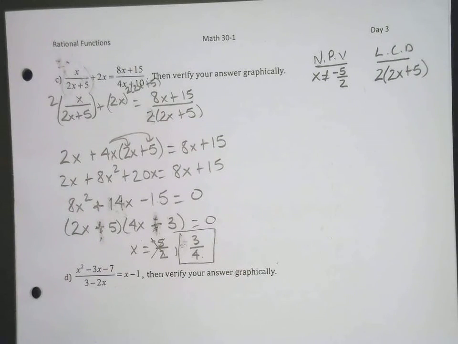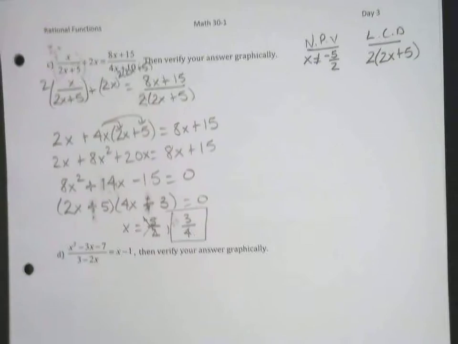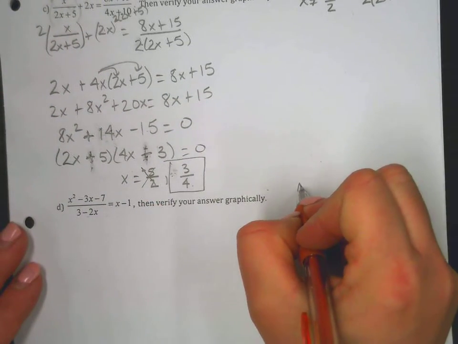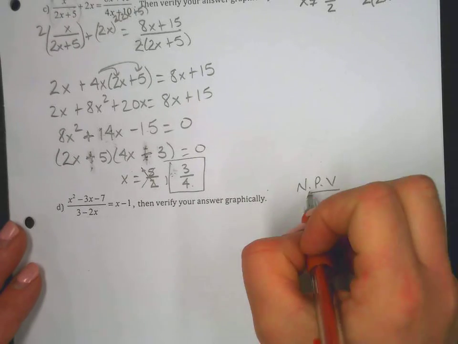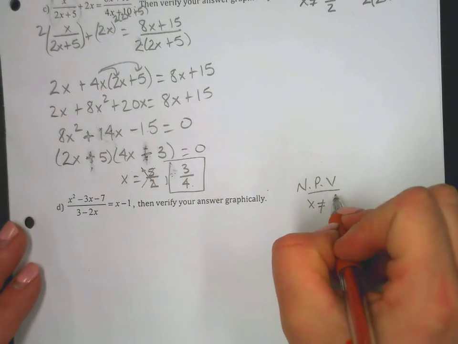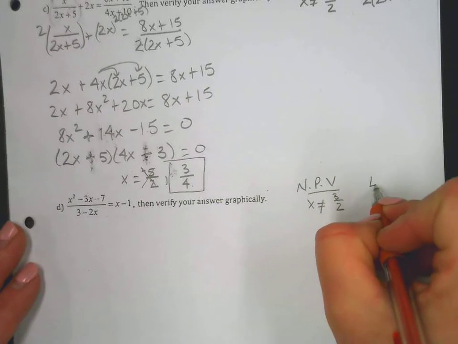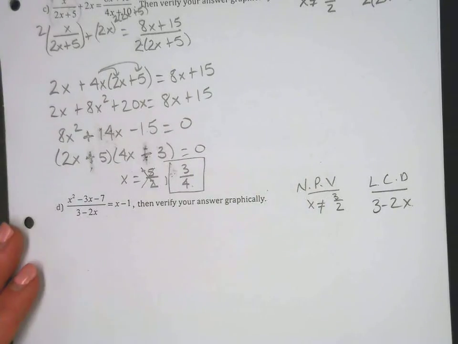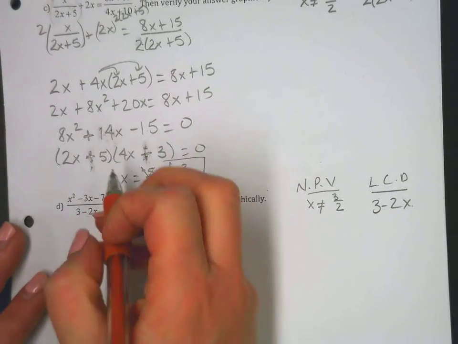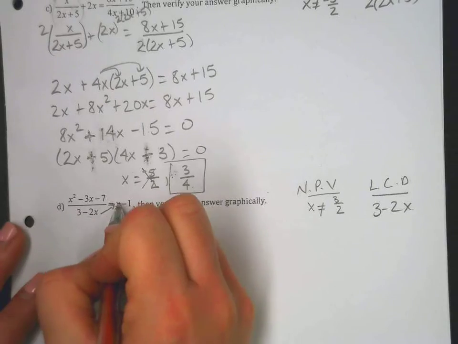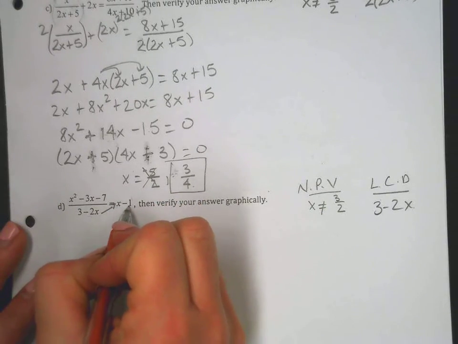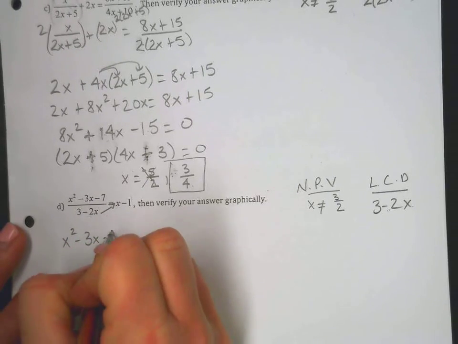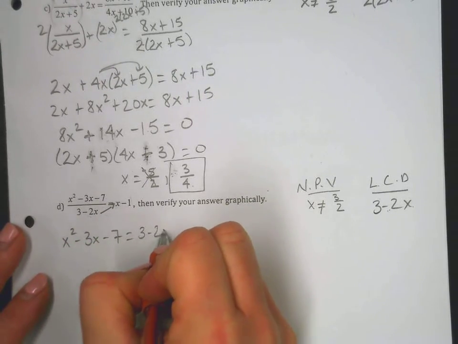All right, so moving on to the last question. Again, my non-permissible value should be x cannot equal 3/2, and my LCD should be 3 minus 2x. So here's pretty straightforward. We have a fraction on either side of the equation, so we're just going to basically cross multiply there. I would have to multiply the x minus 1 by my denominator, so I get x squared minus 3x minus 7 equals a 3 minus 2x times x minus 1.